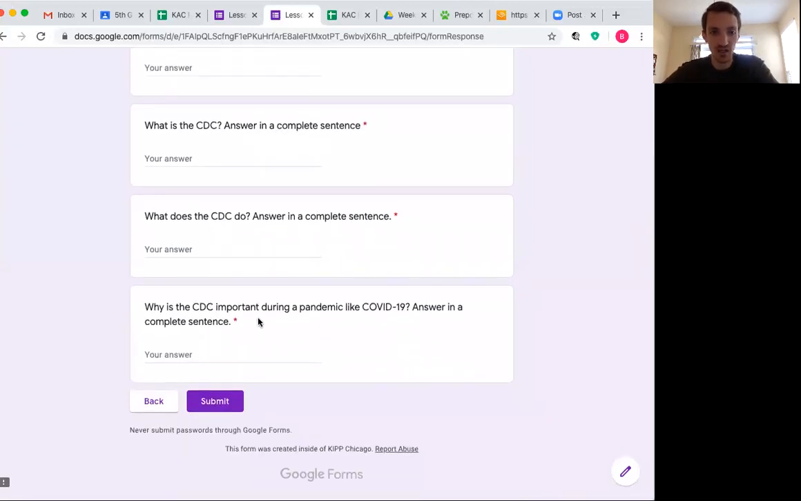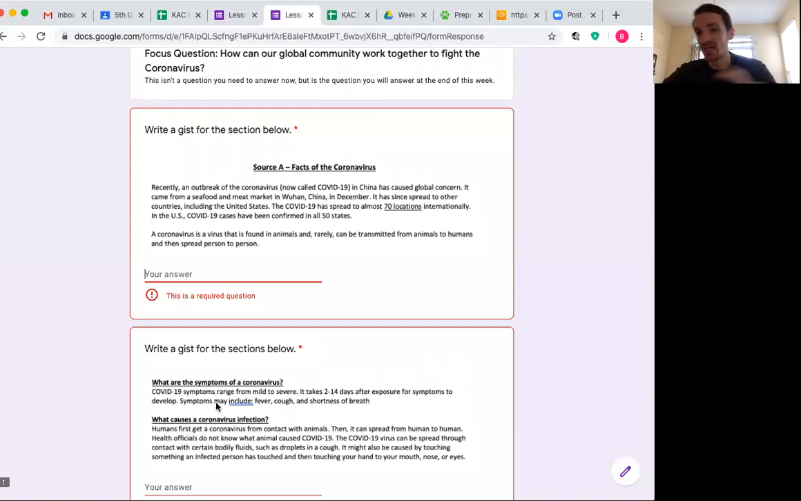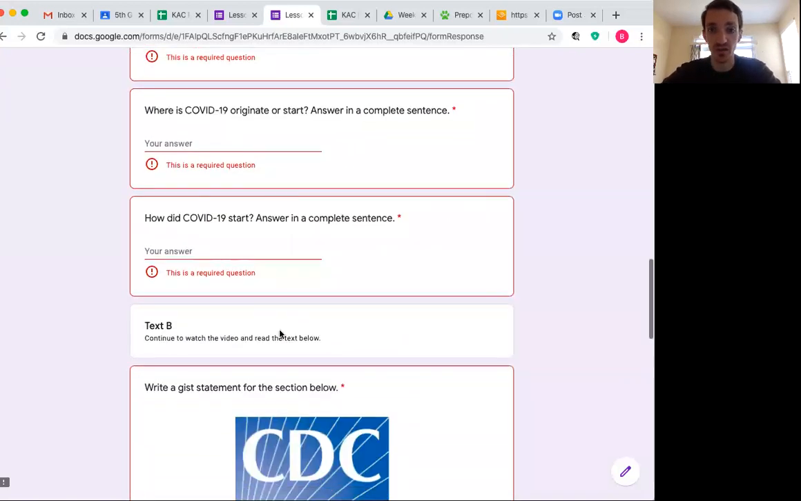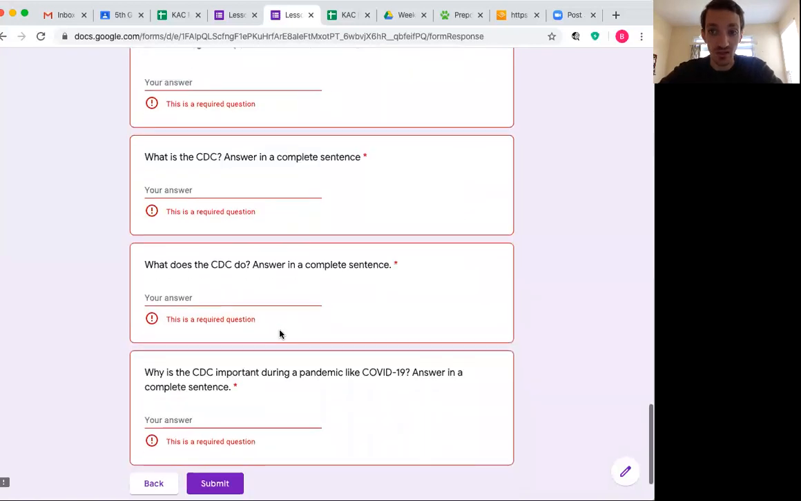And the last question, why is the CDC important during a pandemic like COVID-19? Answer in a full and complete sentence. When you are done with all of those full and complete sentences, you're going to go ahead and click the submit button right here. Notice if I click it, it will not let me move on until I answer every single question on the page. Make sure that that's done.